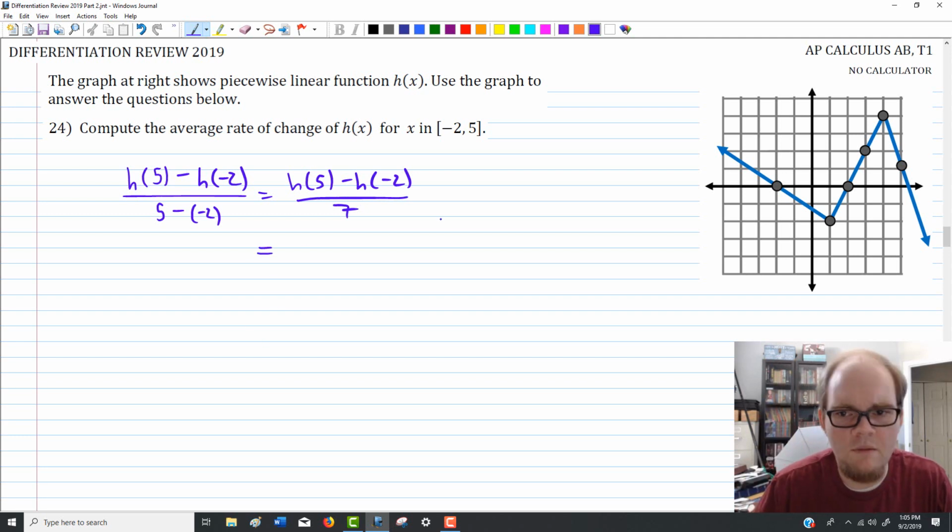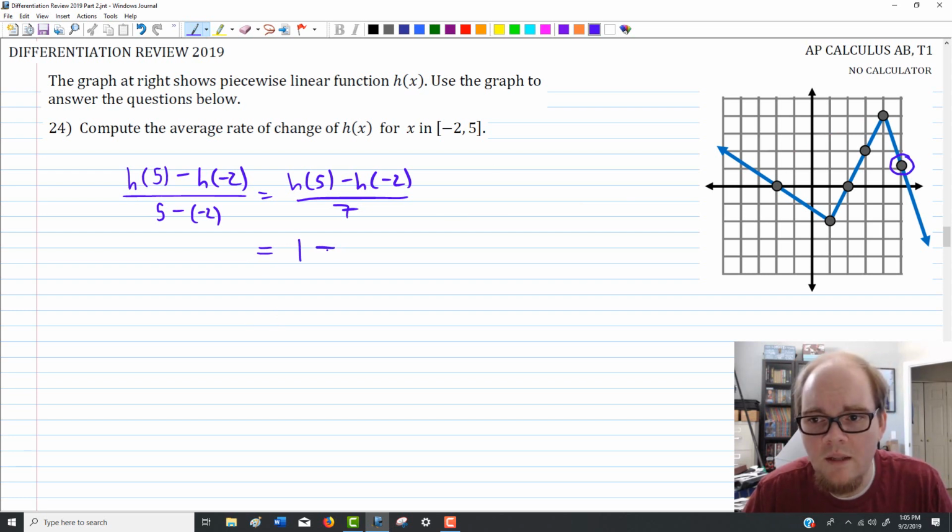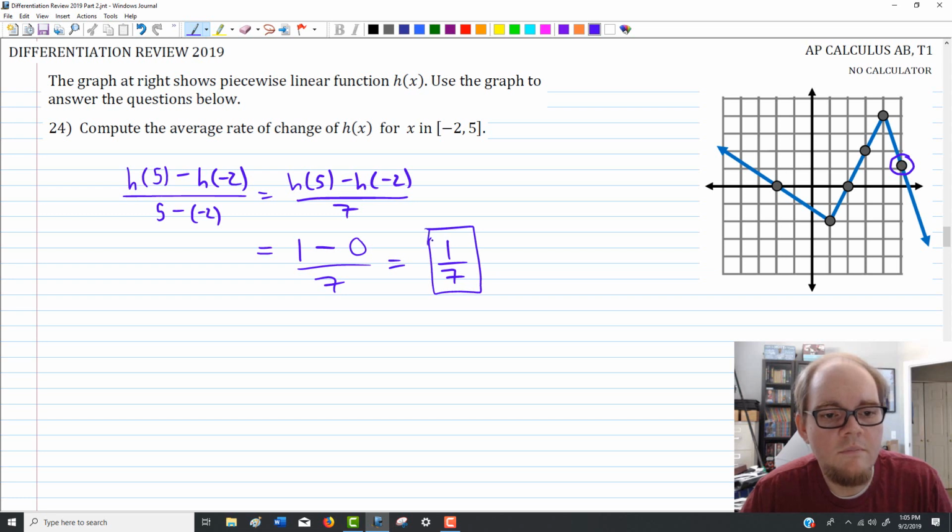Okay, next we need to calculate those values. I think I chose ones that were pretty nice here. So h of 5 looks to me like h of 5 is 1, and we'll assume if there's a dot there, it's meant to be on the nice intersection lines, or the nice grid lines. h of negative 2, oh look at that, it's 0, that's nice. All over 7 gives us an average rate of change of 1/7. So nothing really fancy there, although I certainly didn't make it easy on you with that picture, but everything looks pretty good there. So pretty fast, 24, good question to start things off.